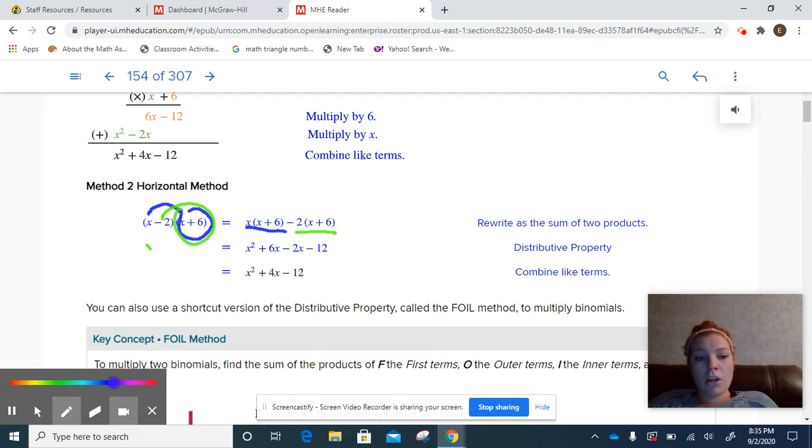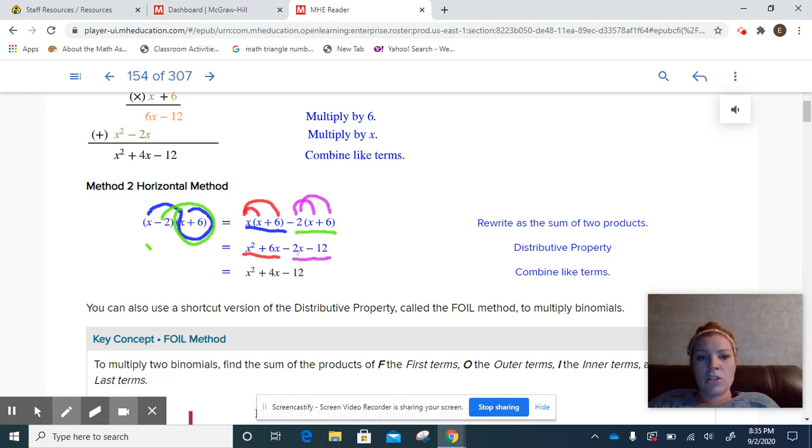So from here, you can use what you know about distributive property, distribute the x through, and get the x squared plus 6x. And then you can do the -2 and then get the -2x and the -12. Okay, and then from there, you combine it together.